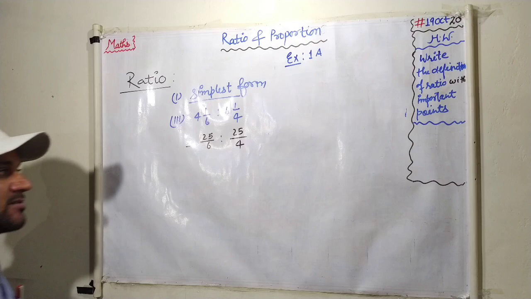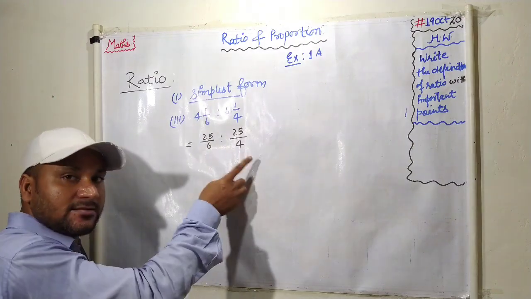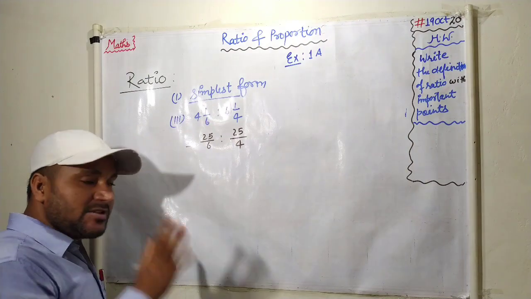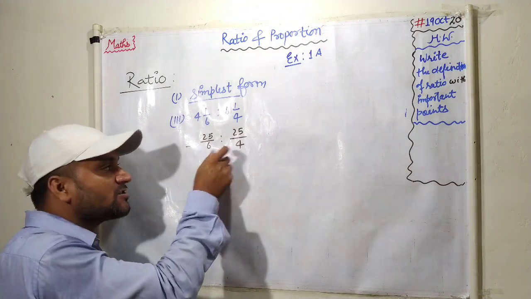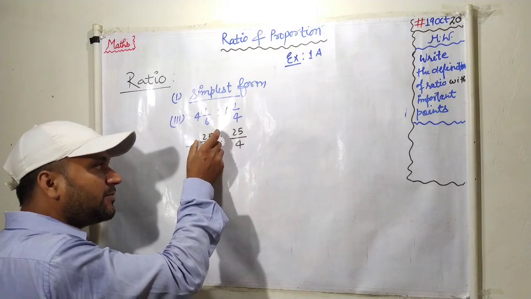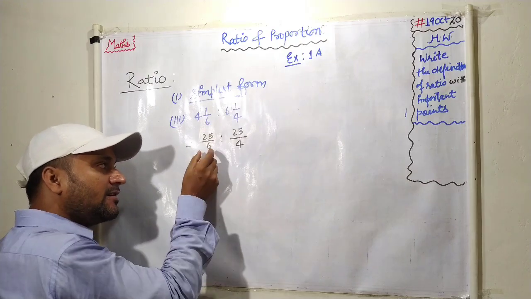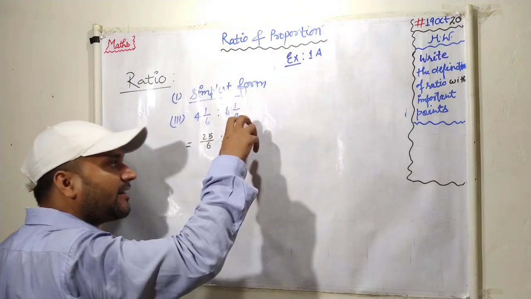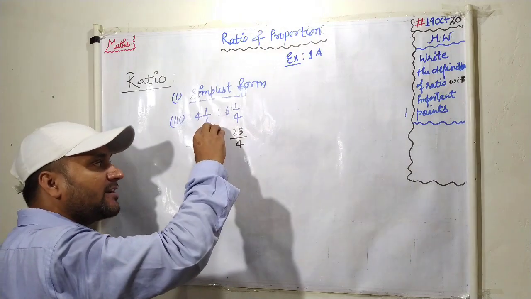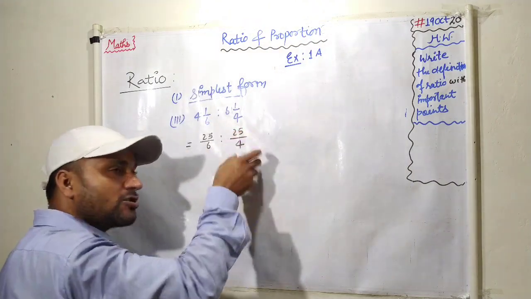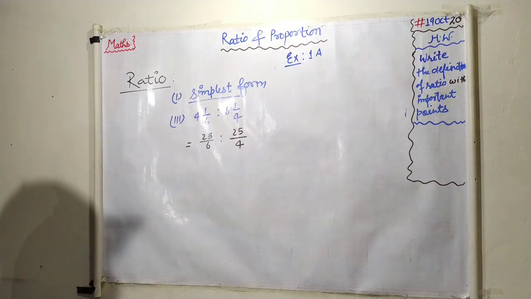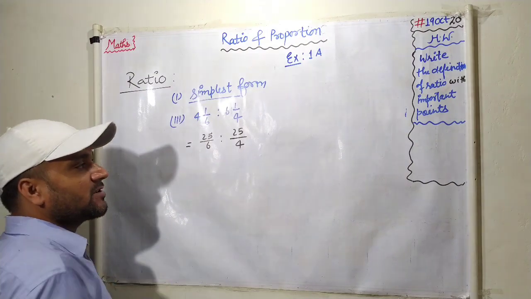So here you can see, here are the denominators. Our aim is, in the ratio, if the denominators or consequents are there in the antecedent, and in the consequent also, numerator and denominator both have a consequent, then our aim is to remove this. How will you remove it? By taking the LCM of this.